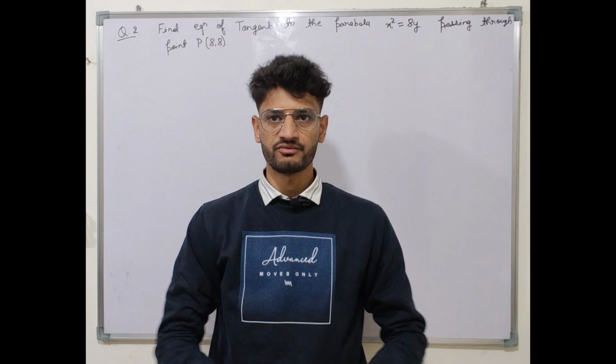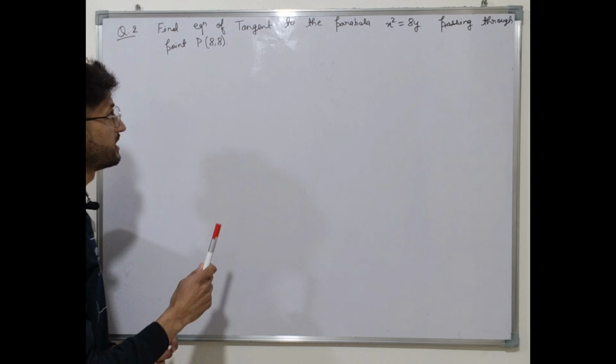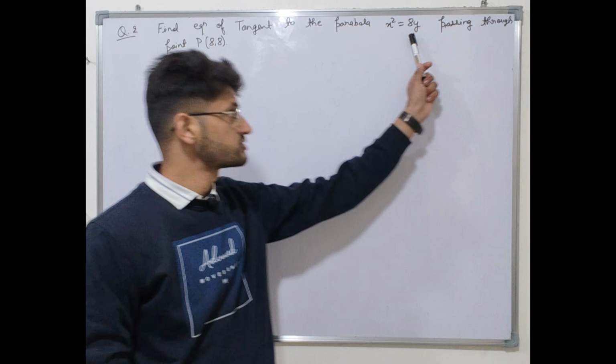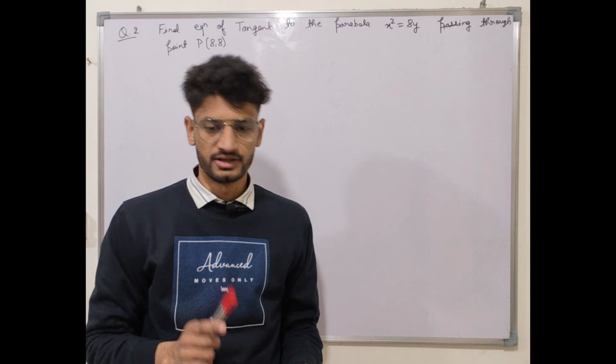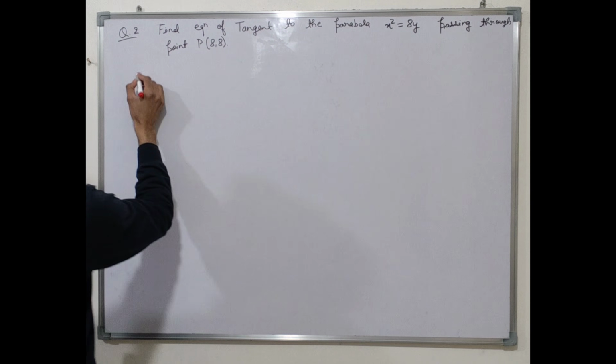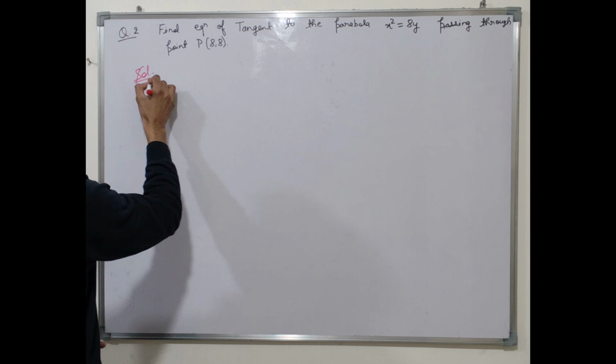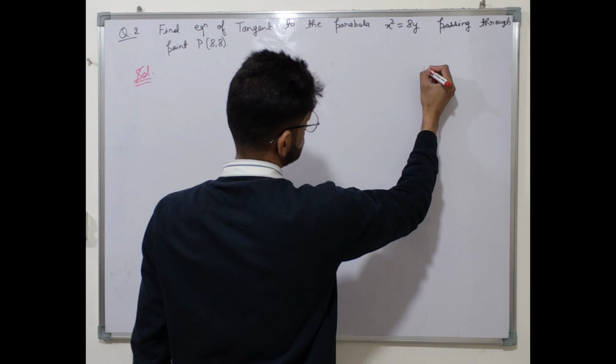So let's proceed towards the second question. Our question is, find the equation of tangent to the parabola x square equals 8y passing through point P with coordinates 8, 8. So let's see, we have been given the parabola equation as x square equals 8y.